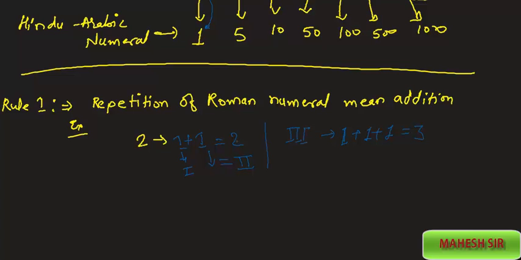Now there are some rules for repetition of Roman numerals, and let us understand the caution or precaution we must take when repeating Roman numerals. The rule is here. The first caution is that only I, X, C and M can be repeated.